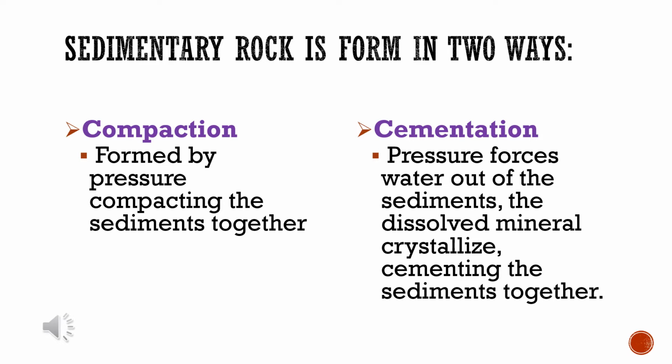First is compaction. Compaction is formed by pressure compacting sediments together. It is the most effective in clay sediments. As the sediments accumulate in increasing thickness, the upper beds press more and more heavily on those under them. In clays, this sedimentary loading causes the grains to become crowded together and the water in the pores to be squeezed out. The clay becomes a shale.